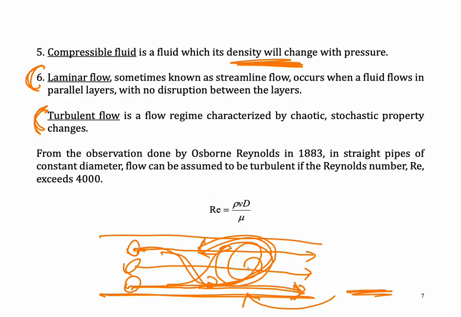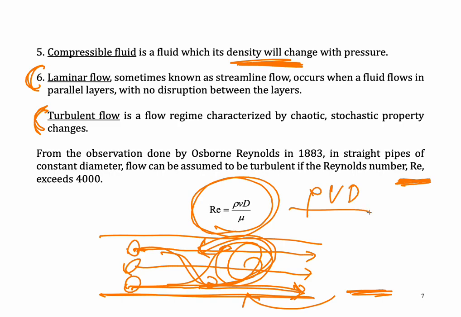Here, please remember, there is one method to determine whether our flow is laminar or turbulent. We call it the Reynolds number. Please remember this Reynolds number. This is the equation of the Reynolds number: Re = rho V d divided by mu, where rho is the density of the flowing fluid, V is the velocity of the flowing fluid, d is the diameter of the pipe, and mu is the dynamic viscosity of the flowing fluid.